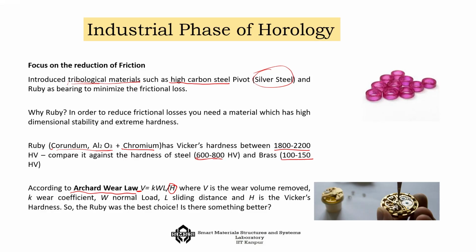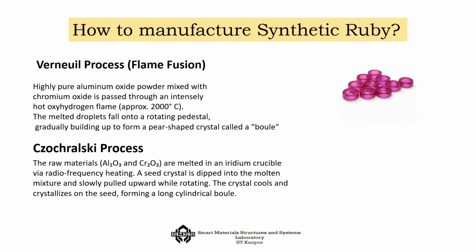Another important thing I want to tell you here, what could have been a better system than ruby? Can you think of it? Well, something which is much harder than ruby, there is only one material, and that is diamond. Of course, it is even more expensive, right? But a very good clock, Rolex or something, would definitely have diamond in the place of ruby as the bearing, to minimize the frictional loss, because that will have almost no wear for a very long time.